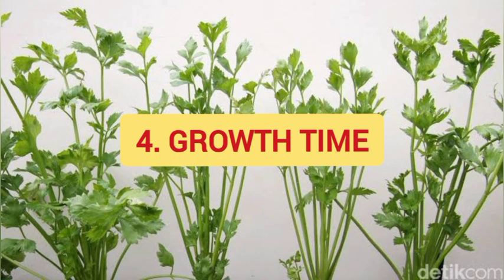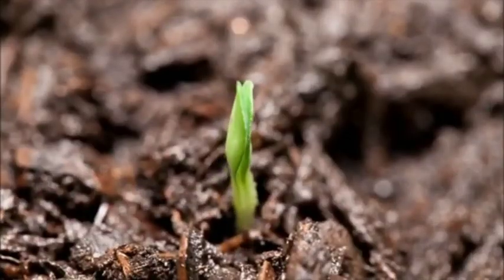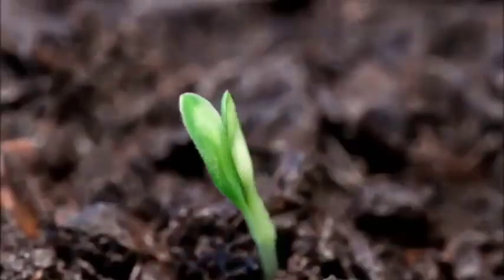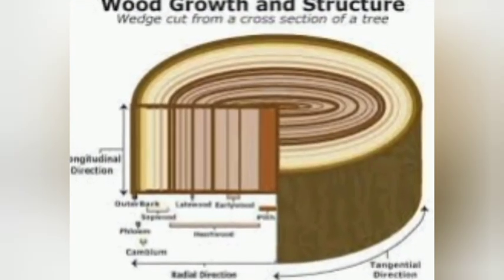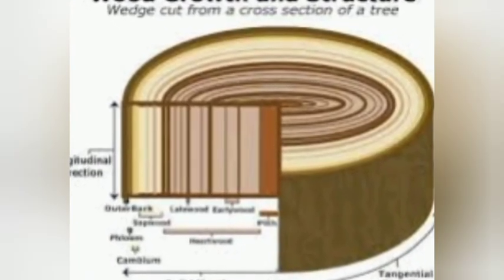4. Growth time. Primary growth starts from the sprout until tissue differentiation is complete. Meanwhile, secondary growth will begin when primary growth is complete.